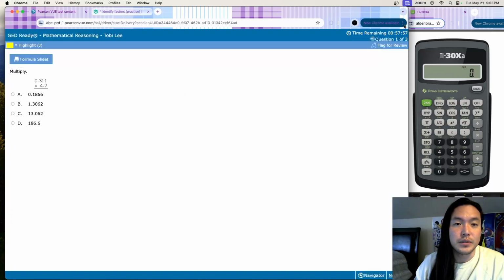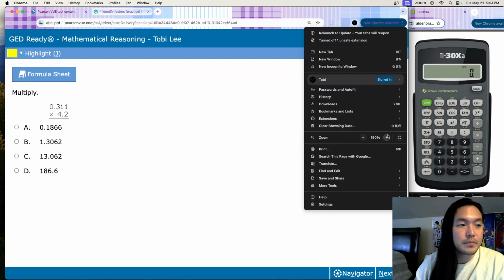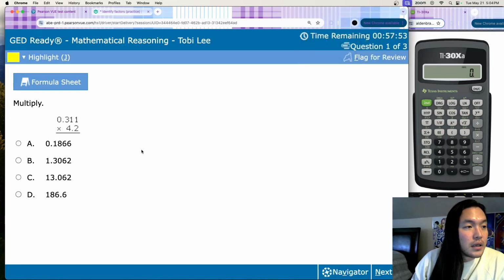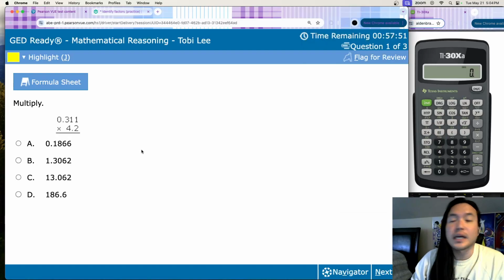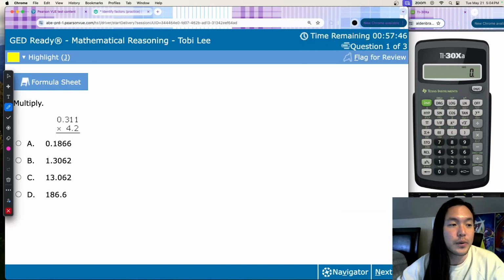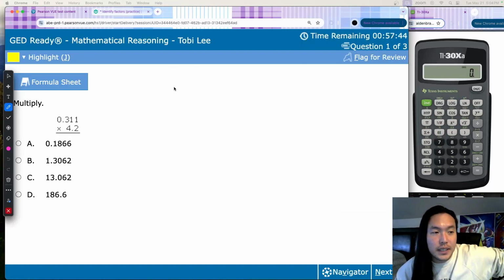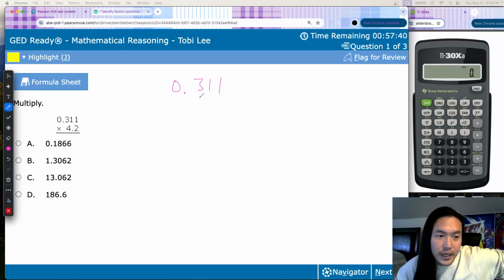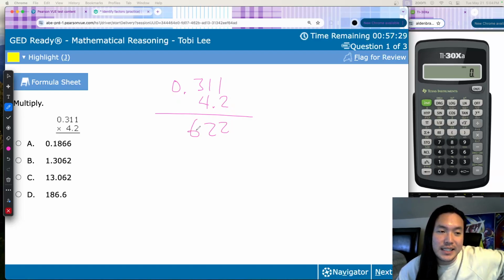Okay, let's go ahead and zoom in here so that everyone can see the problem. So here, this is the no calculator test, right? We have some multiplication. Let's go ahead and work through this one together. All right, so decimal multiplication, really, you can handle it like regular multiplication. So here what I would do is multiply this top number by 2. 2 times 1 is 2. 2 times 1 is 2 again. 2 times 3 is 6.